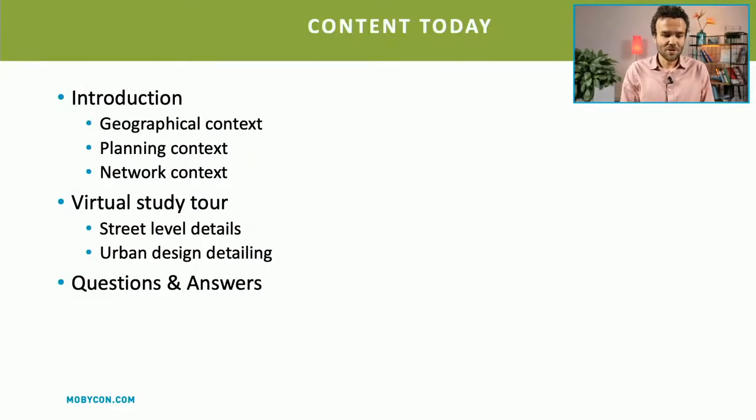So the content for today, we're really zooming in from a very high level down to the very detailed level. First, we'll start with a little bit of geographical context to give you an idea of what the city is that we're talking about. Then it's a very interesting neighborhood from a planning perspective, so we'll give you a little bit of background on how that new neighborhood came to be. We'll talk about the network context, like what kind of network for cycling, walking, but also for the car. What does it look like in that new development?